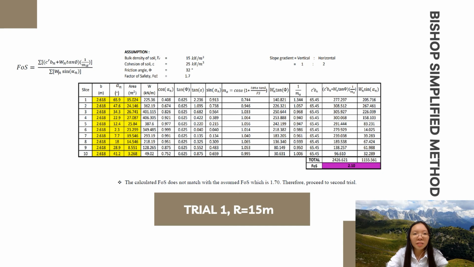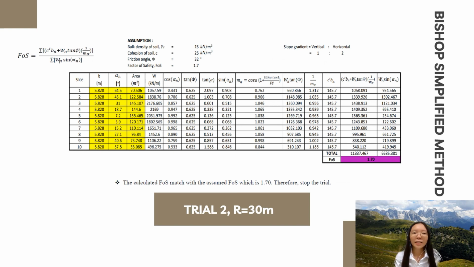This is the calculation for trial 1 and we obtain the FOS as 2.1, which is not the same as our assumed FOS of 1.7. Hence, trial 1 is not acceptable and we proceed to trial 2 using the radius of 30 meter. For the second trial using the radius of 30 meter, we obtain the FOS value of 1.7, which is the same as our assumed factor of safety. Since the FOS is greater than the minimum FOS, we can say that our slope is stable.